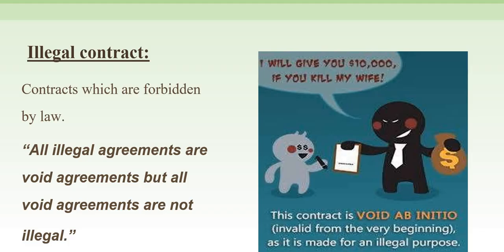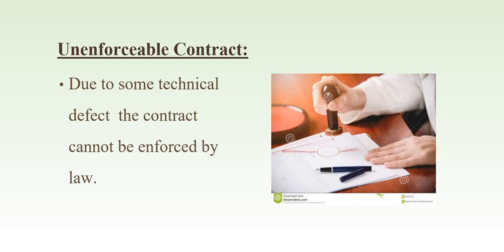Illegal contract. Contracts which are forbidden by law. All illegal agreements are void agreements, but all void agreements are not illegal. For example, if a person says, I will give you rupees 1 lakh if you kill my wife, this contract is void ab initio. That is, it is invalid from the very beginning as it is made for an illegal purpose. Unenforceable contract. Due to some technical defect, the contract cannot be enforced by law.